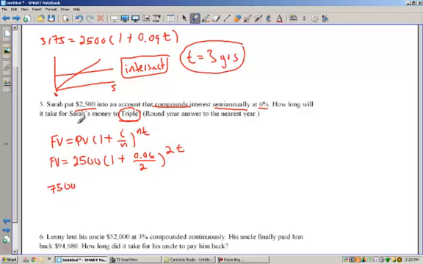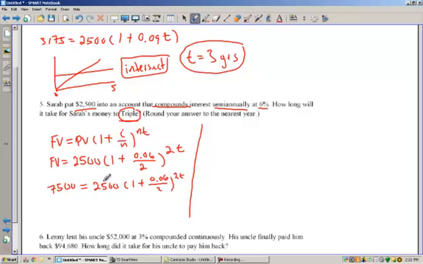2,500 plus 2,500 is 5,000. Add another 2,500 and you get 7,500. So that's supposed to be equal to 2,500 times 1 plus 0.06 over 2 to the 2t. And now we want to solve for t.